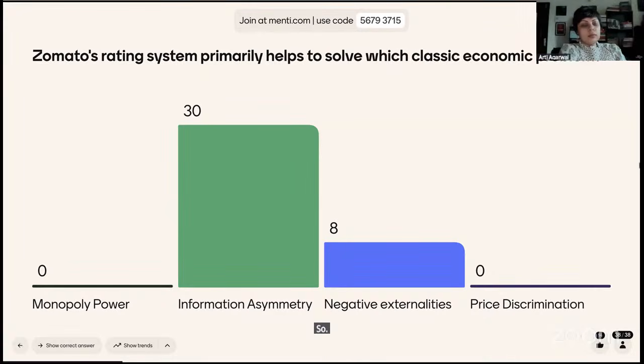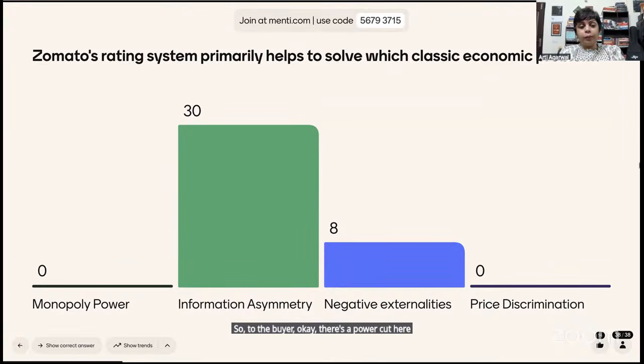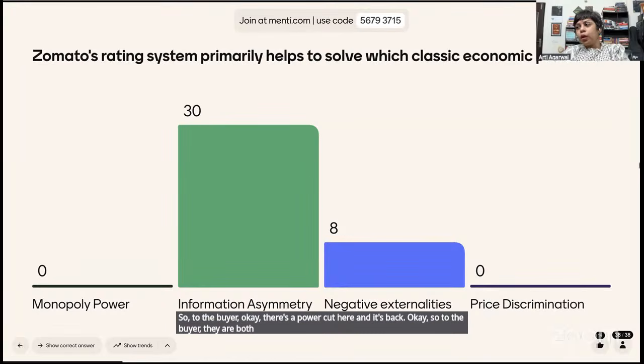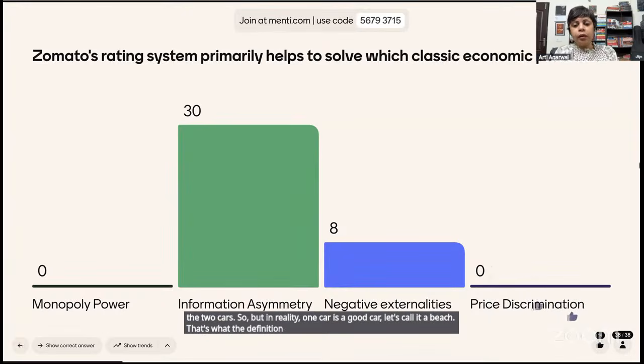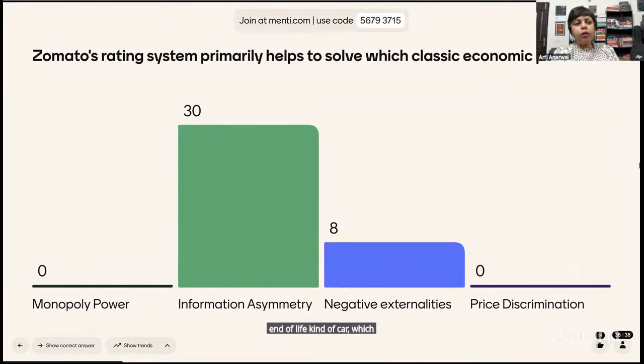So to the buyer, okay, there's a power cut here and it's back. So to the buyer, they are both used cars. They don't know how to differentiate between the two cars. But in reality, one car is a good car. Let's call it a peach. That's what the definition of the problem is. And the other car is a really old, end of life kind of car, which is what we call a lemon. That's why it's called the market for lemons, right?